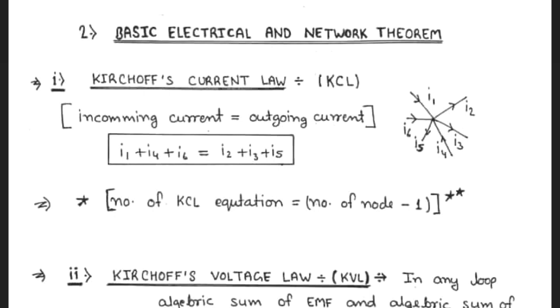The number of KCL equations equals the number of nodes minus 1. This is a very important formula. The number of Kirchhoff's current law equations you can obtain is the number of nodes minus 1.